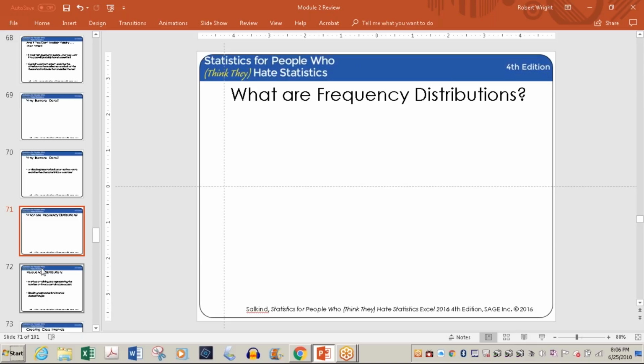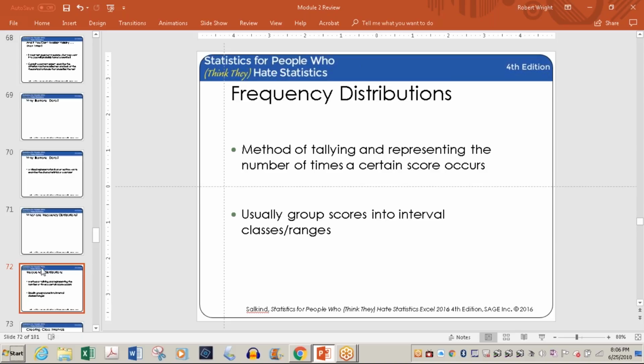So one of the first things we talk about when we're talking about visual data is frequency distributions. Basically, when you talk about frequency distributions, you're tallying and representing the number of times certain scores occur. It says usually, but I disagree with that.